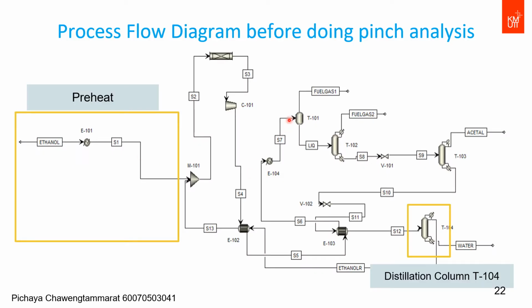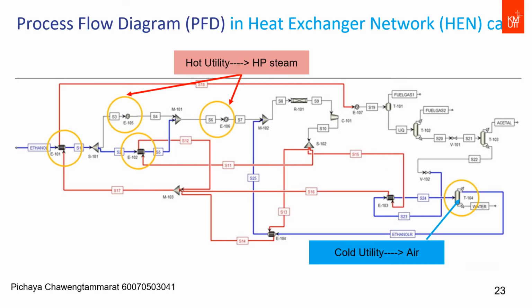Then we use pinch analysis technique to improve the process. We have two areas which are improved in the process. First, the preheat ethanol area, and second, the condenser of distillation column area, which is around ethanol or steam. For the preheat ethanol area, since we want to preheat ethanol to 240 degrees Celsius, for saving energy, we slightly preheat to 240 degrees Celsius before flowing to reactor R101.